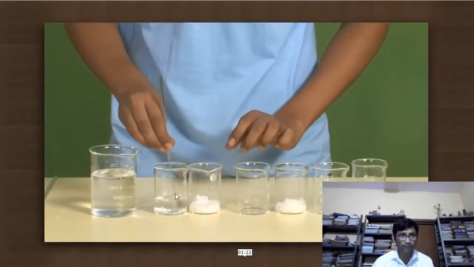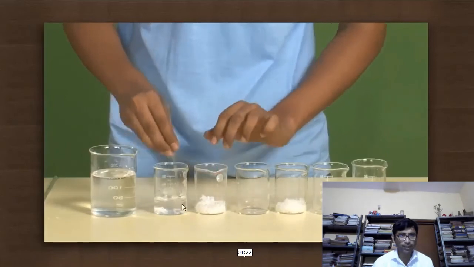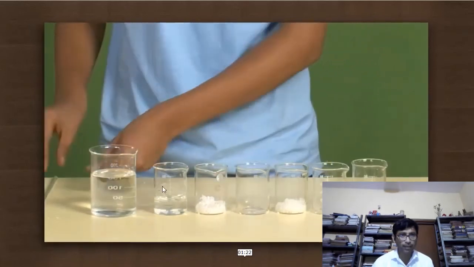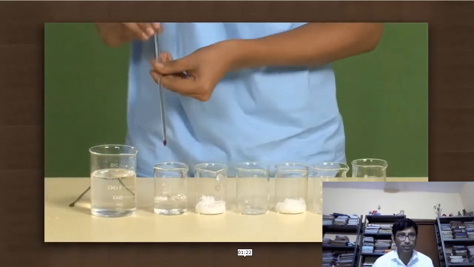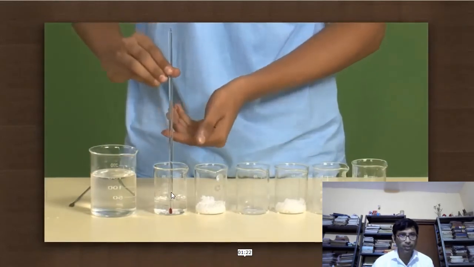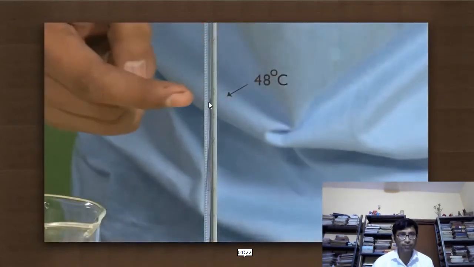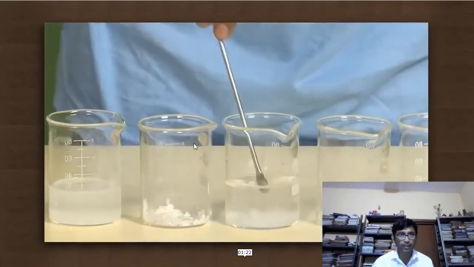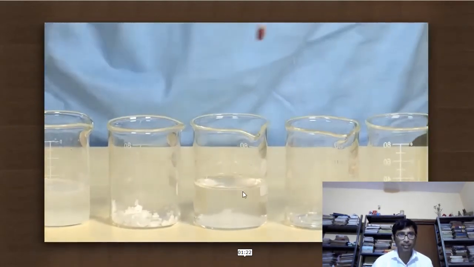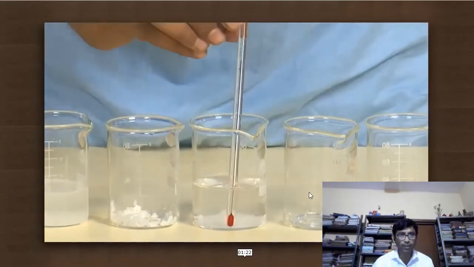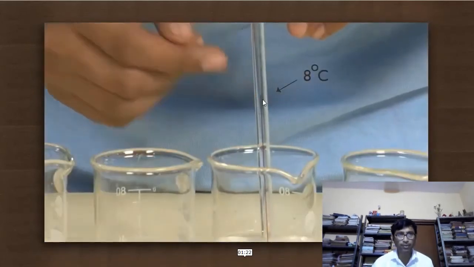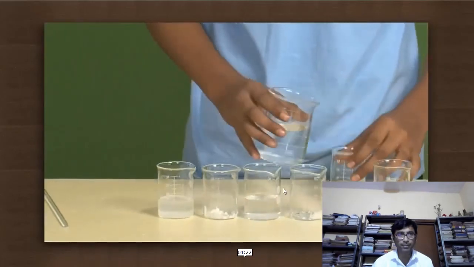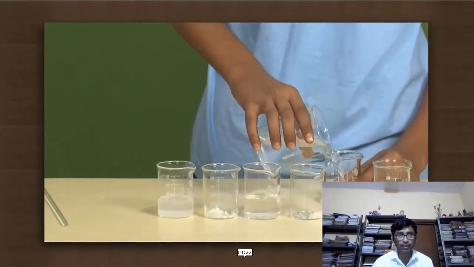After mixing, we get a solution, and then we again put the thermometer inside the solution and note the temperature, and we see that the temperature is 48 degrees Celsius. So here heat is being evolved, and this is an exothermic reaction. Next we are going to put the ammonium nitrate inside this water and take note of the temperature. It's 8 degrees Celsius, and so that is an endothermic reaction.